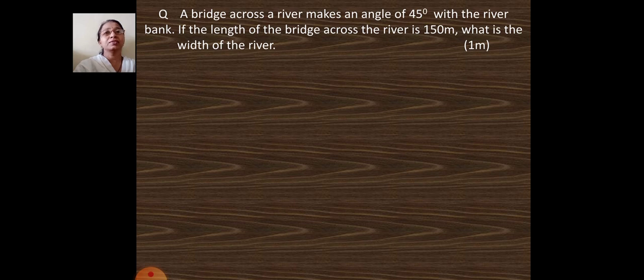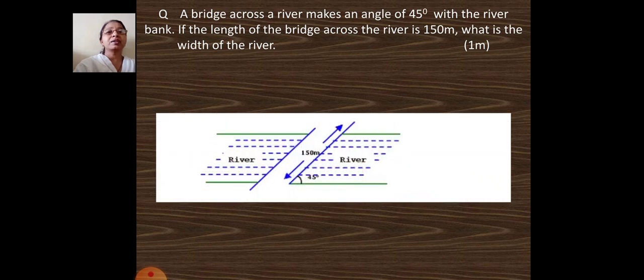Now next, a bridge across a river makes an angle of 45 degree with the river bank. If the length of the bridge across the river is 150 meters, what is the width of the river? Let me show you the rough diagram. This is that rough diagram.